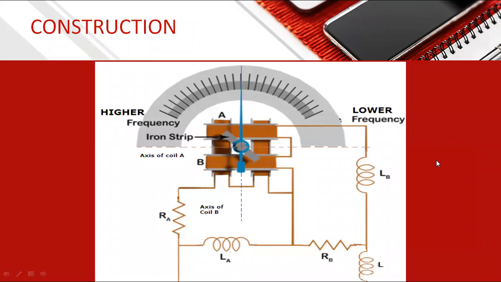Here we see the construction of Weston type frequency meter. Before going to theory and all, let us just try to understand or try to name what are all different parts you see on the screen right now. I'll give around a minute or 60 seconds of time. You just try to trace out what are all the parts you can see in this figure.